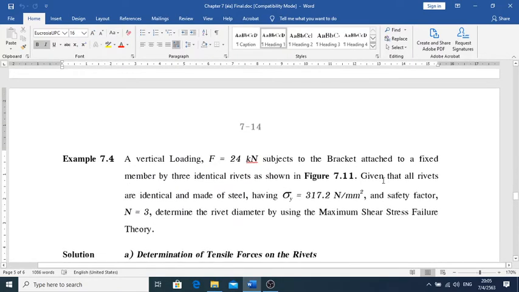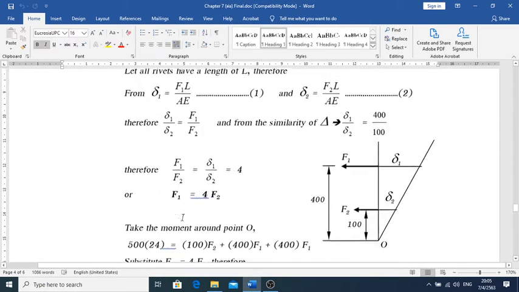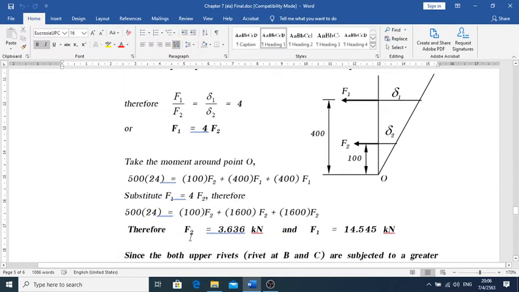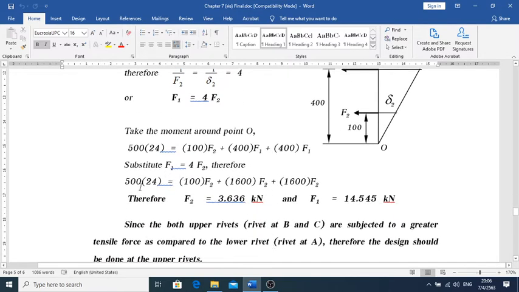You may figure out the point O is there, right? So I take the moment there: 500 times 24 equals 100 times F2 plus 400 times F1, 400 times F1 because we have two rivets on the first row there, right? So we just simplify everything and find the results of F1 and F2 respectively.